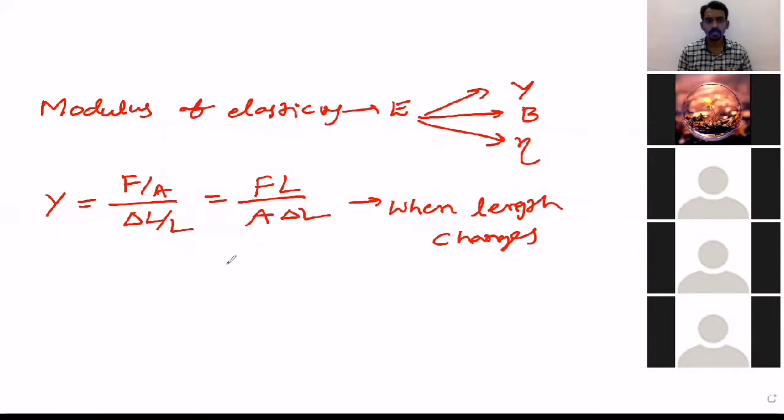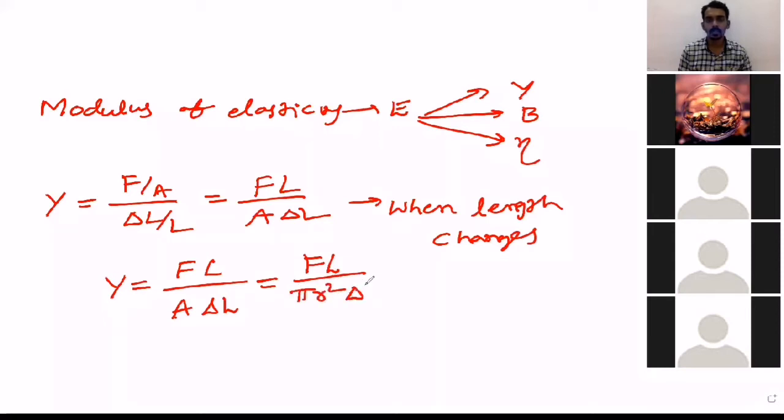Now based on this, a direct question can come, like, what is the Young's modulus of a particular material? So that is FL by A delta L, or else FL by area, meaning pi r square, delta L. So they can ask questions based on this directly. They give all the data. What is the force value? What is the length value? What is the area? What is the delta L? What is the radius?